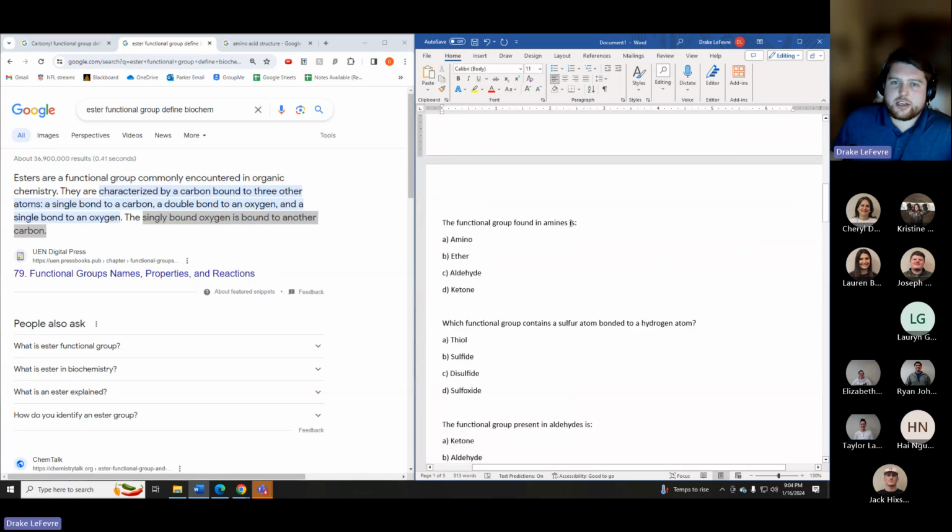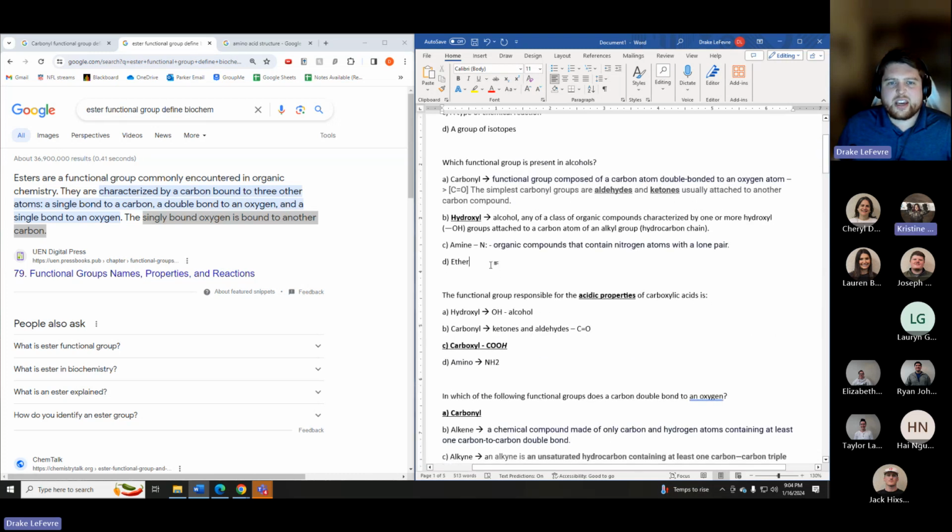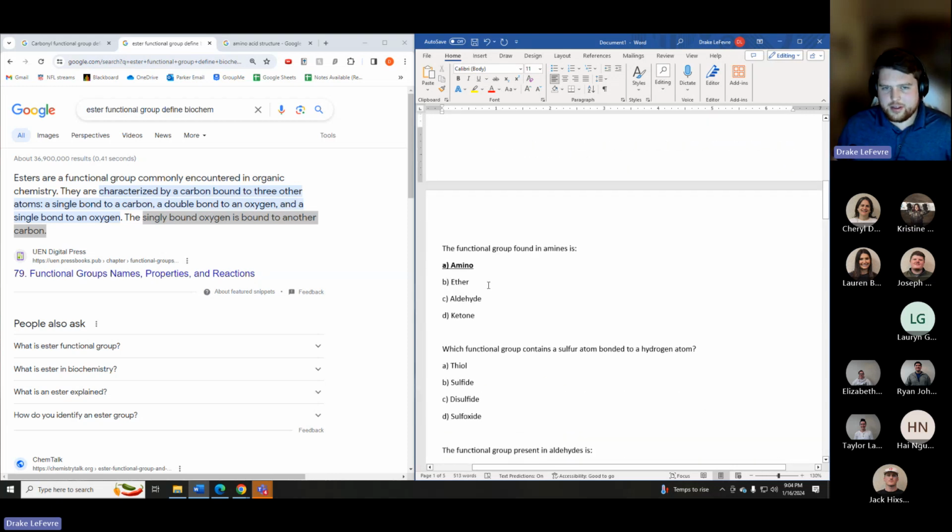Okay, what functional group is found in amines? Amino. We already talked about ether, didn't we? We kind of skipped it up here as well. We're just going to go through the rest of the questions. You guys get the idea of what you can do. Aldehydes and ketones, we talked about both of those. What is the functional group found inside aldehydes and ketones? The carbonyl. Yes. Hydroxyls are found in what? Alcohol. Hydroxyls are found in alcohol, and carbonyls are found in aldehydes and ketones.